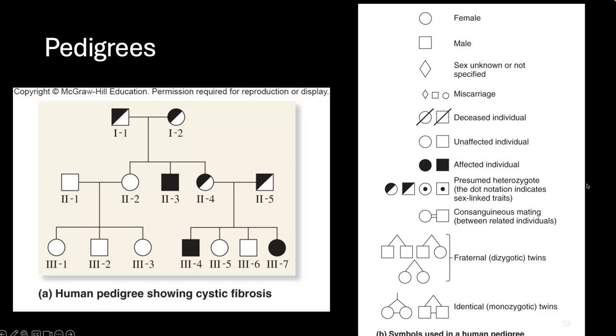Here we have a pedigree of a family with cystic fibrosis. Note that we have a few new symbols here, namely the half-filled box and circle. These are presumed heterozygotes for a gene. So when we look at this pedigree, we should keep in mind the guidelines of the dominant and recessive inheritance patterns. So let's start with the parents at the top.